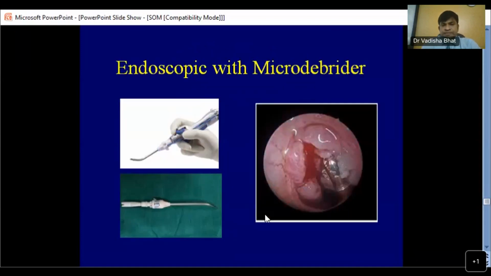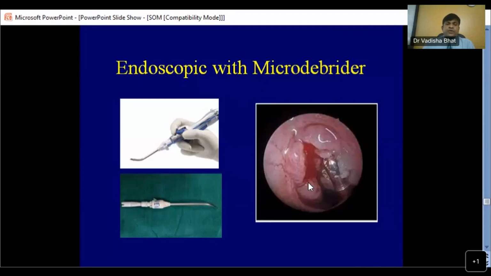Even with the adenoidectomy curette. Nowadays, most of these procedures are performed under direct vision, and endoscopic adenoidectomy is done either with the microdebrider or with the coblator. The microdebrider has the advantage of taking out the adenoid bit by bit, and since it is done under direct visualization, we are able to completely remove the adenoid mass. This is the microdebrider and this is the blade, and this is how the adenoid mass is taken out bit by bit with the help of the microdebrider.